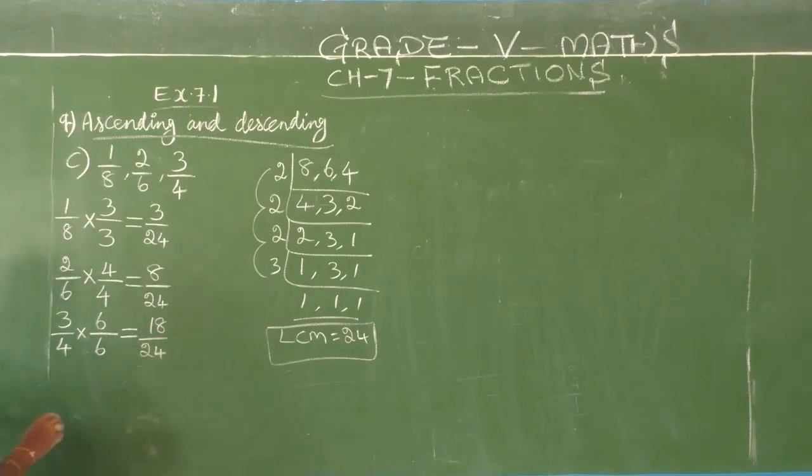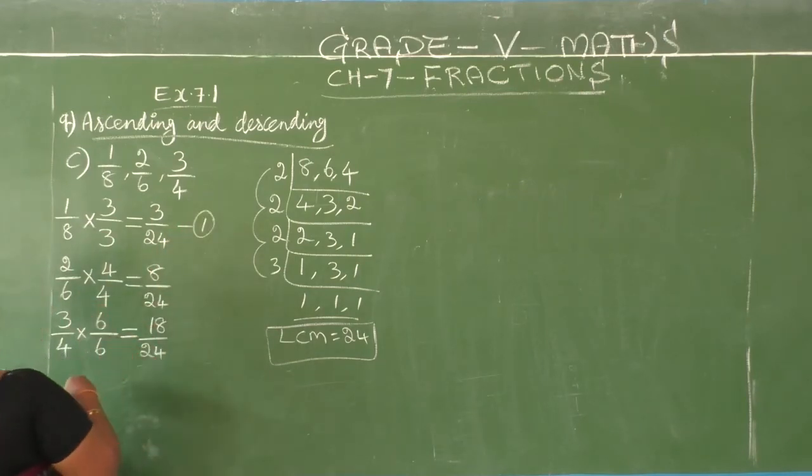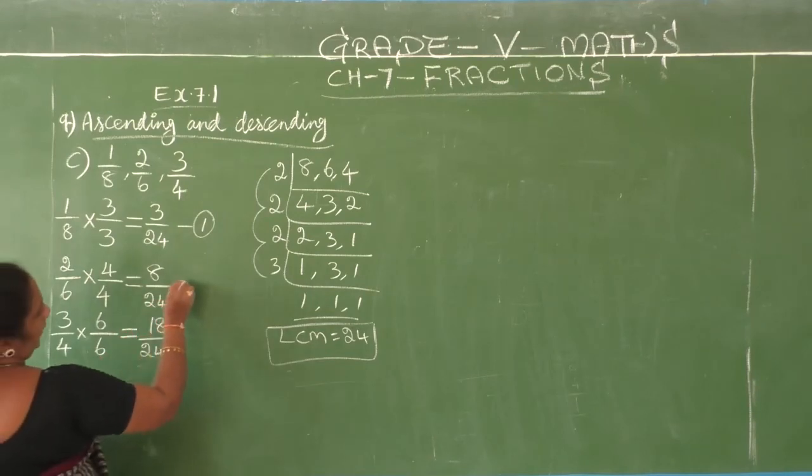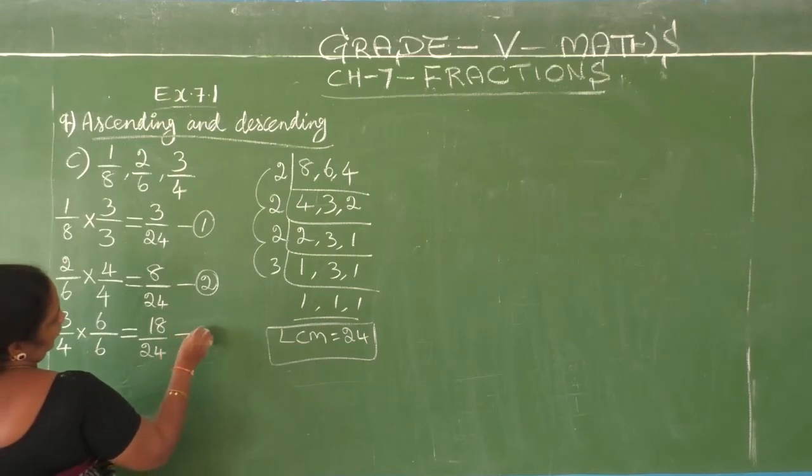So now we have converted all the fractions into like fractions. Then afterwards what do we have to do? We arrange the fractions in ascending order and descending order. All denominators are the same, so we have to compare the numerators. Which is the smallest one? 3 by 24. Then the second one, 8 by 24. Third one is 18 by 24.